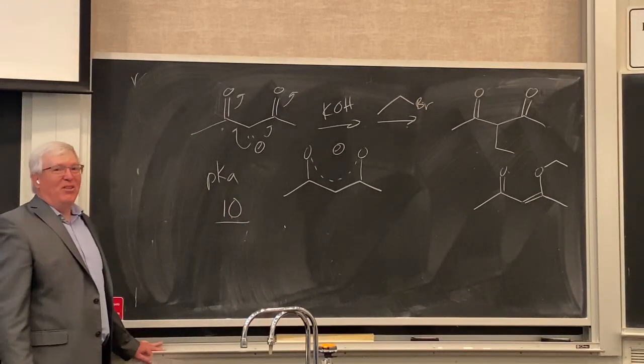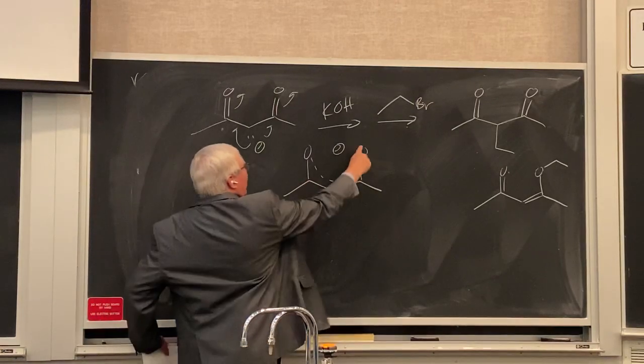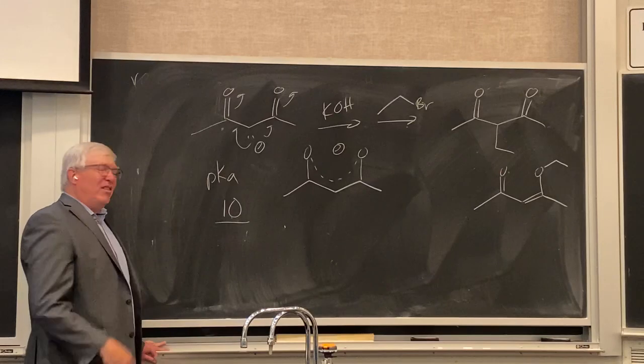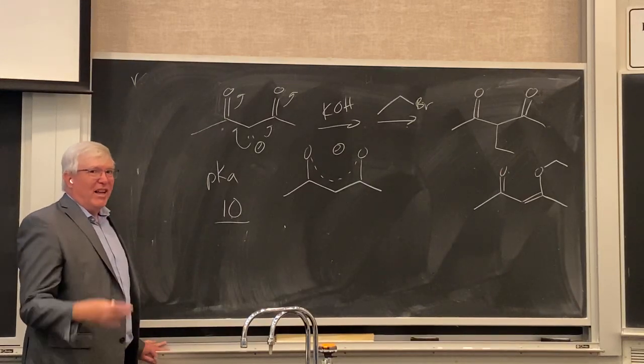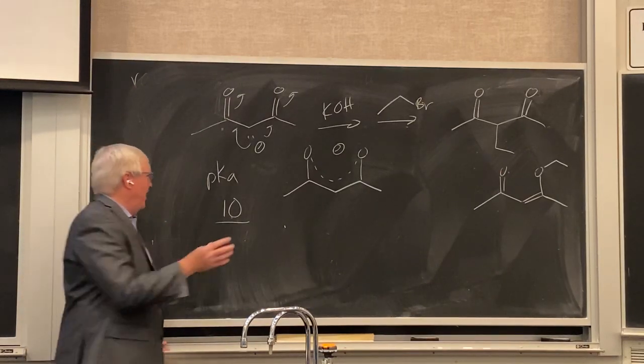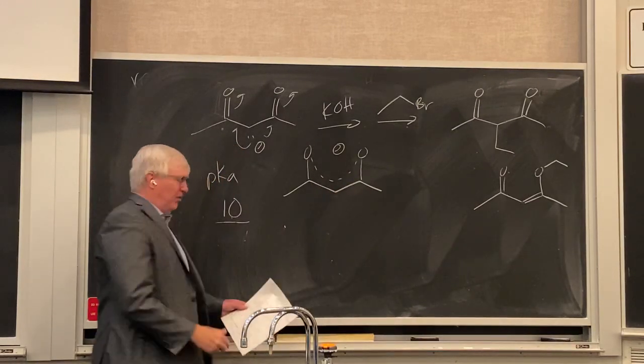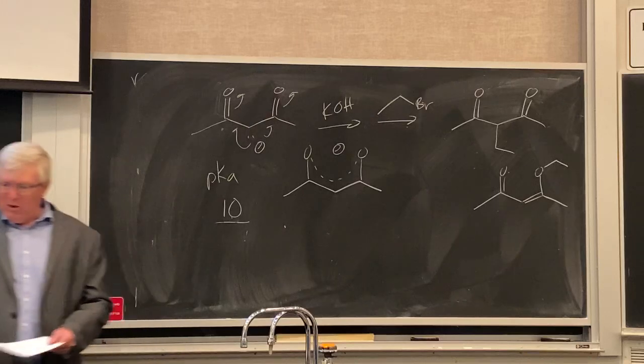It's a lot more acidic. Why? Because you have the resonance stabilized now between 2 electronegative oxygens. It's not quite as acidic as acetic acid. That's what, around 5. Here, though, it's 10, okay? And it alkylates on carbon. So that's an important thing to keep track of.